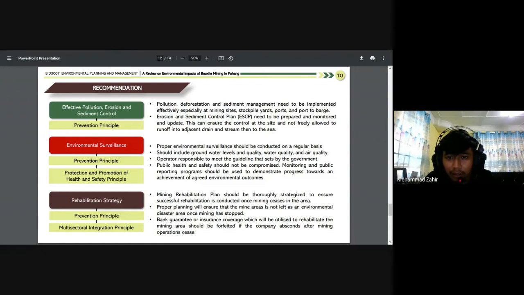So the last recommendation is rehabilitation strategy. A mining recovery plan should be carefully planned to ensure that effective rehabilitation is carried out after mining in the region ends. Proper preparation would ensure that the mine is not abandoned as an environmental hazard zone once mining has ceased. Improper maintenance of ex-mining areas can endanger the public's and wildlife's protection and health. It would also ensure that mine fill and depth of extraction limits are specifically prepared for and accepted in advance, as opposed to the current haphazard method of digging at breakneck pace solely to maximize income regardless of the risk to everyone and everything else.